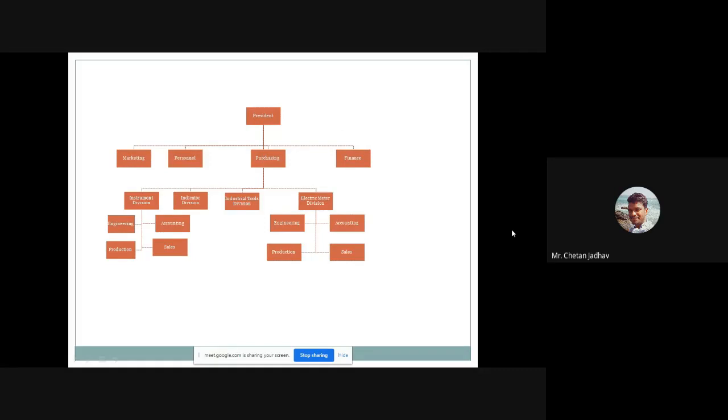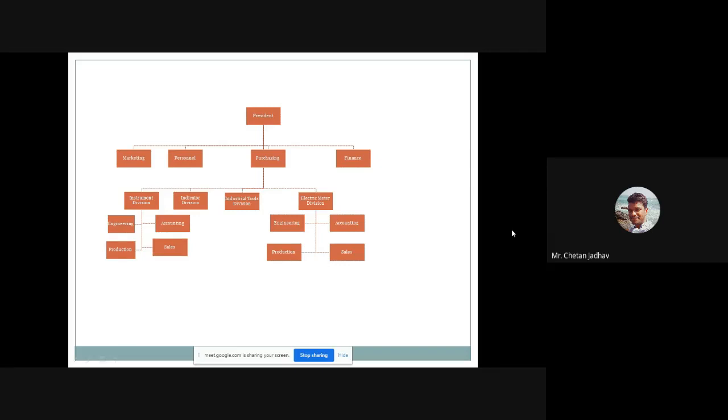Here you can see the first person, the president, then the other important core committee: marketing, personnel, purchasing, finance. But after that they make some product wise departmentation, like instrument division, indicator division, industrial tools division, electric meter division. These are the products. Instrument division means the two wheeler, four wheeler panel instruments, indicator division, electric department. Then industrial tools division, and electric meter division means the electrical meters. According to the different product departmentation, they will again divide into some sub departments.